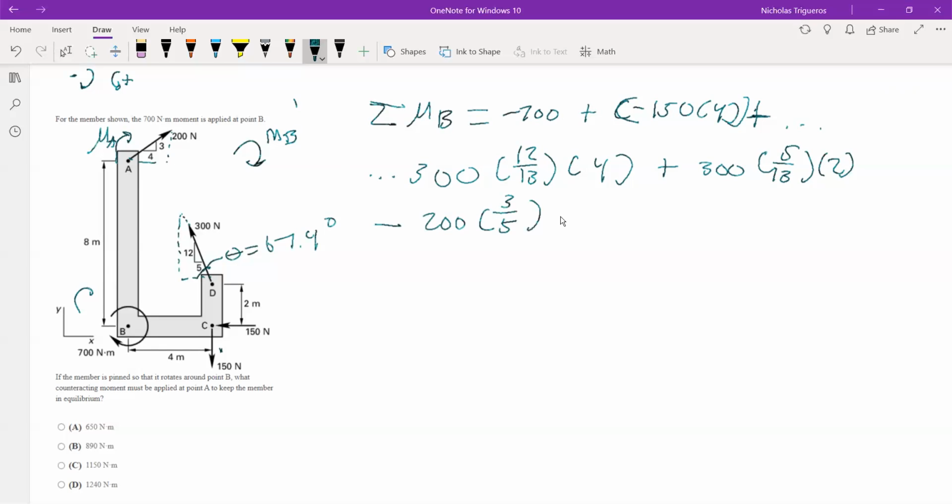Moment arm. It's along the same axis, so you shouldn't have to worry about it. The y component's not actually going to have a contribution, okay, but the x component will, which is 4/5, and that's going to be 8, right? Yeah. So the y component is along the same line of action as this moment, so it doesn't have a contribution. Same with this 150.